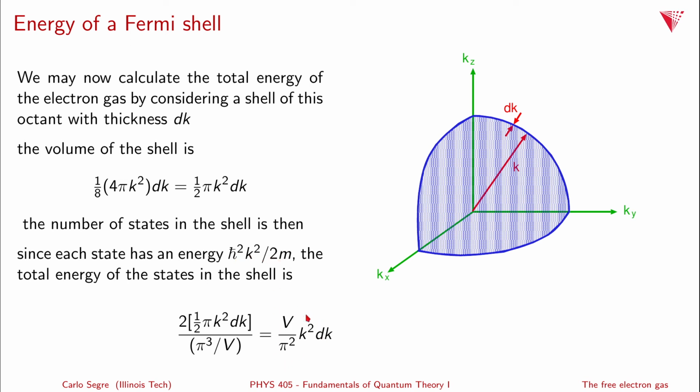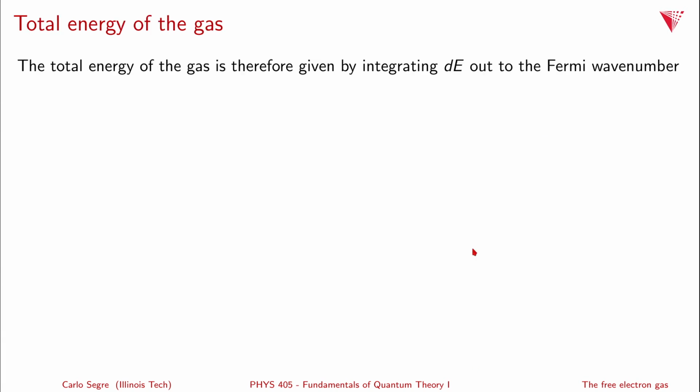And so if this is the number of states, and this is the energy per state in the shell, then the total energy in the shell is dE, which is h bar squared k to the fourth over 2m times V over pi squared dk. And now all we have to do is integrate that out to k sub F, and that's what we're going to do. We can now calculate the total energy of the gas by integrating out to the Fermi wave number.